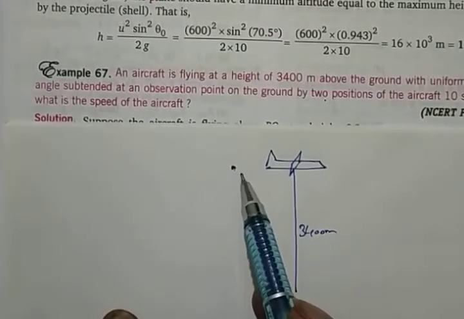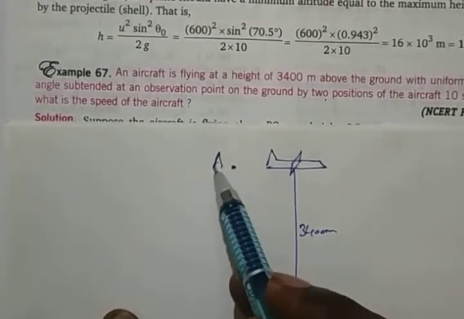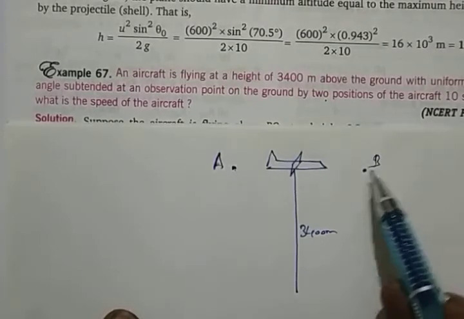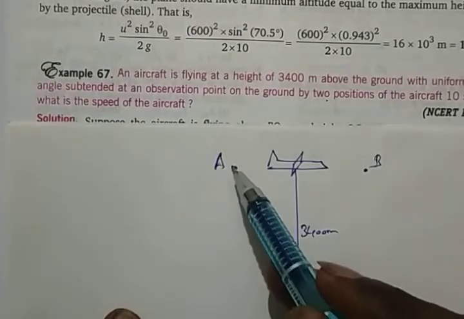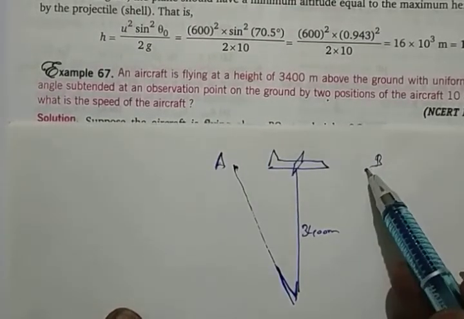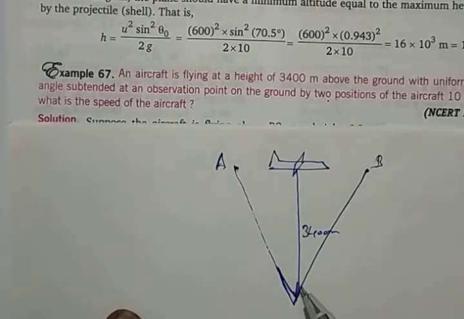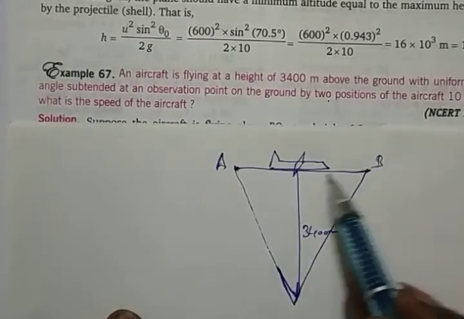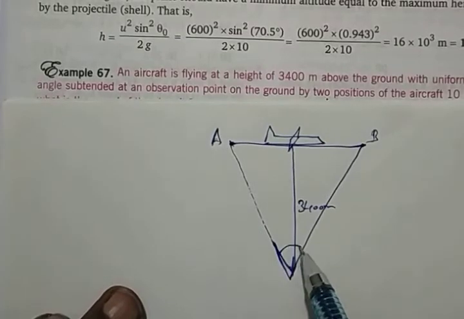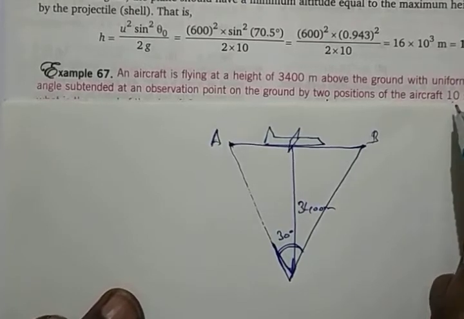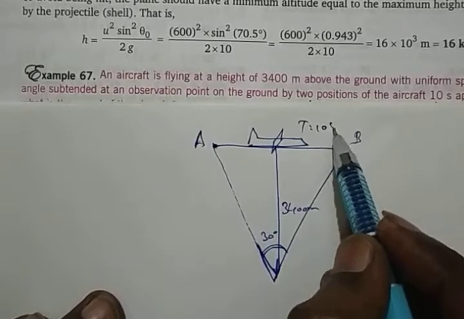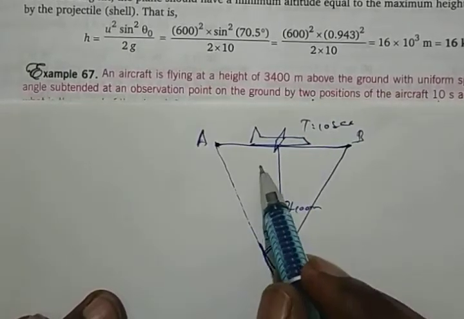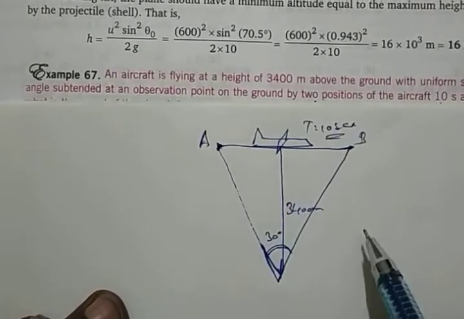Say I observe one position here as A, and then another position as B here. So there is a target here, and it is observing like this, as well as observing here like this. Now within this duration, it is subtending an angle of 30 degrees, and it is taking only 10 seconds. So the time taken is equal to 10 seconds. The aircraft has gone from here to here in 10 seconds.